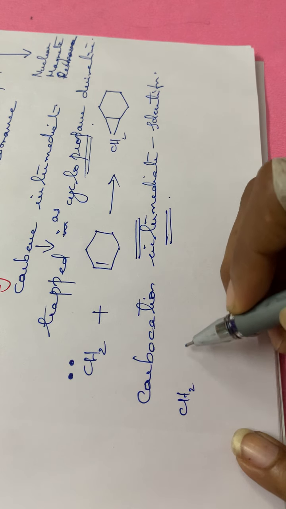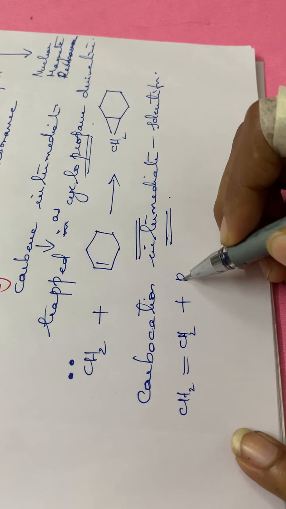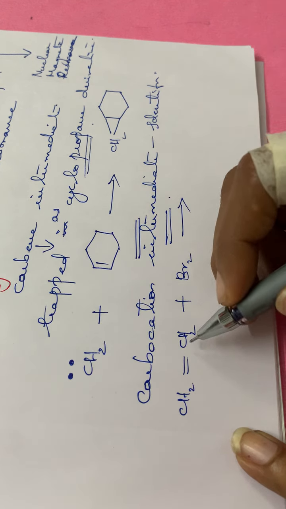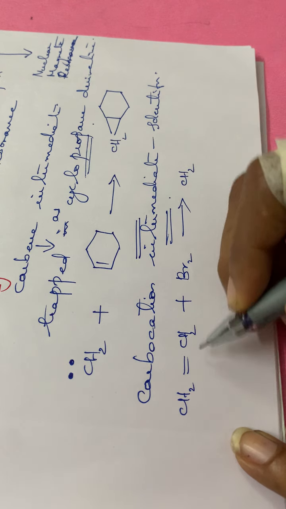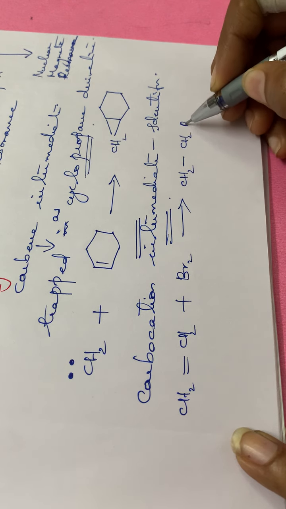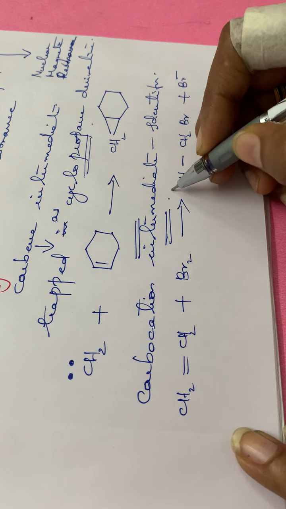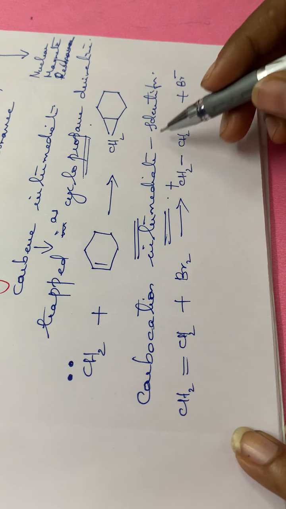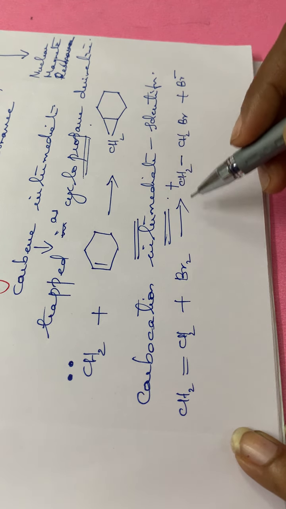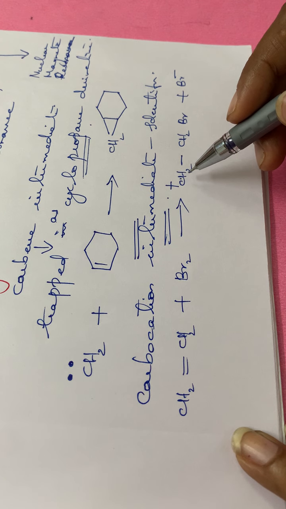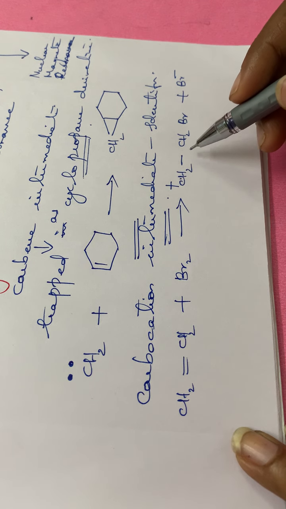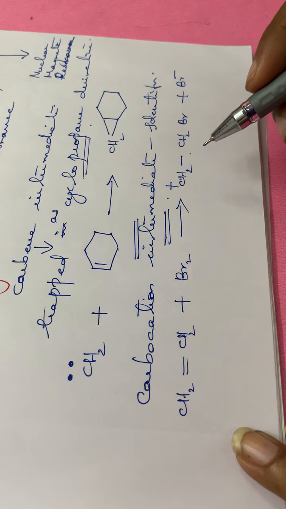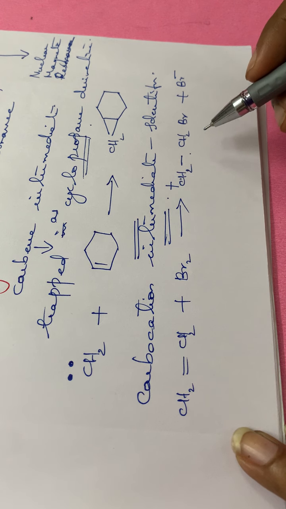CH2=CH2 plus Br2, giving, at first this electrophile will be attacking, isn't it? So CH2 single bond CH2Br plus Br minus. This carbon atom will be carrying a positive charge. This is the first carbocation. So you have to identify this particular carbocation, whether in that reaction a carbocation is formed or not. So what happens is that at this stage, to this carbocation, we are adding different halogens or different nucleophiles.